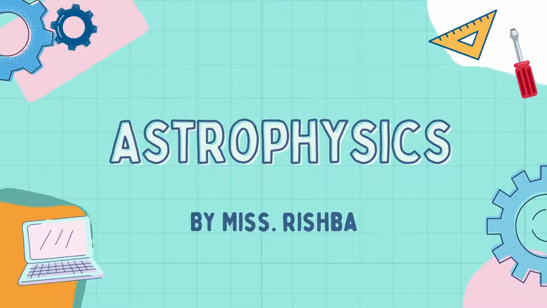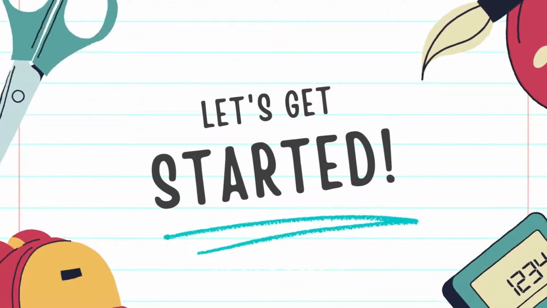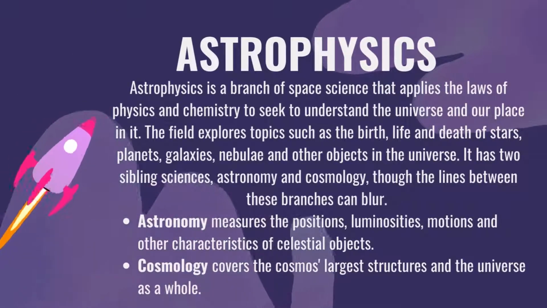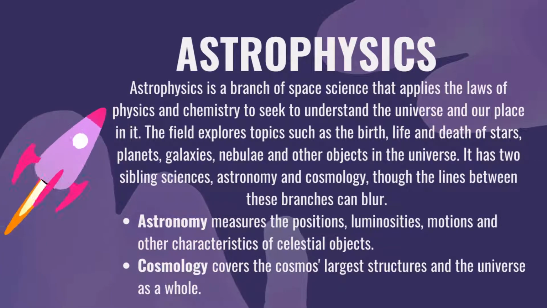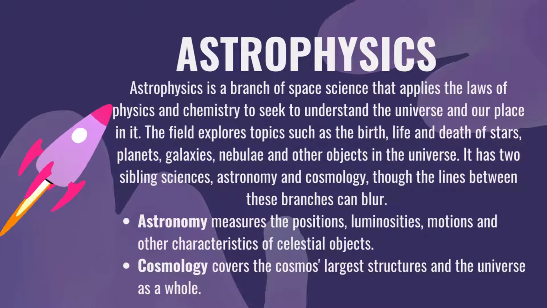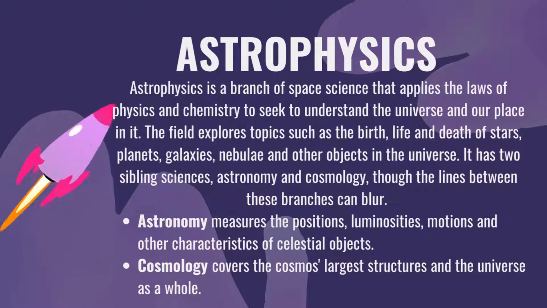Do you know what it means by astrophysics? So, let's get started. Dear friends, astrophysics is a branch of space science that applies the laws of physics and chemistry to seek to understand the universe and our place in it. The field explores topics such as the birth, life and death of stars, planets, galaxies, nebulae and other objects in the universe. It has two sibling sciences, astronomy and cosmology, though the lines between these branches can blur.